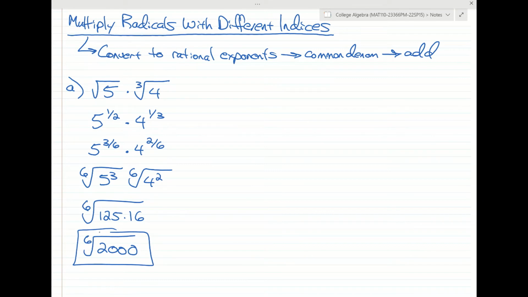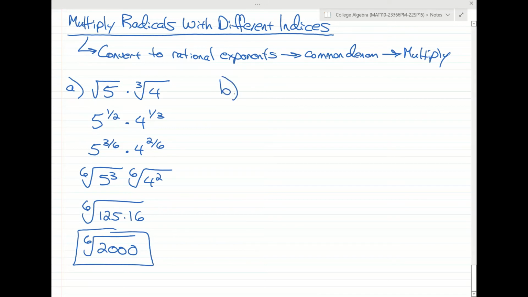Let's just adjust one thing in your notes here. I said to add. I should have just said multiply. Multiply 5 to the 3rd times 4 to the 2nd because they have the same radical.